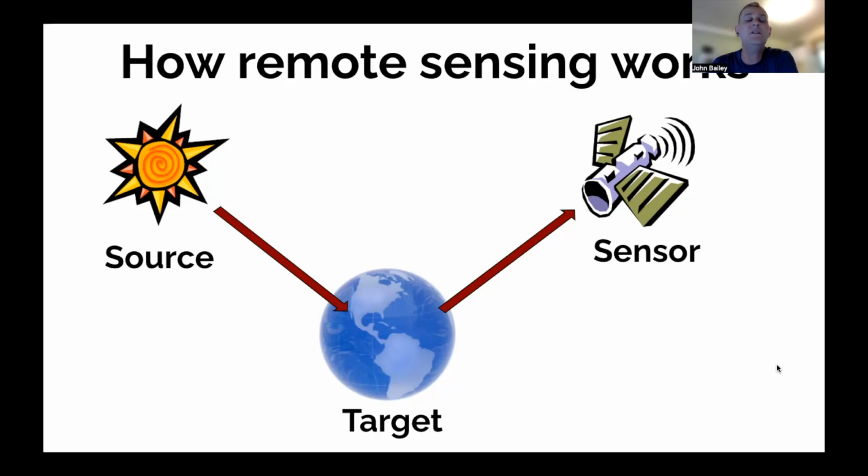And so in a very simplistic sense, this is what happens. We have a source of electromagnetic radiation energy that's hitting a target, and is being picked up by a sensor that's, in this case, on a satellite orbiting Earth.